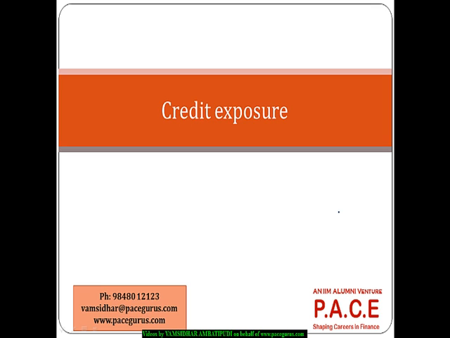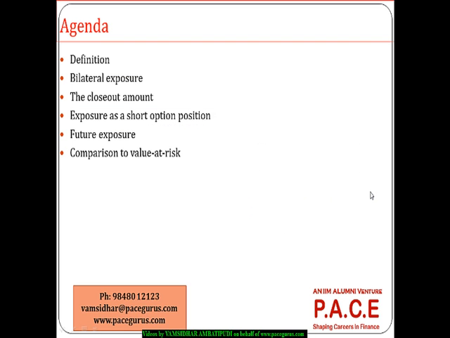Now let's try to spend some time understanding the credit exposure. Just as a basic definition, probably we might be very clear that in any bilateral transaction or in any OTC derivatives transaction, whatever loss one party faces in case the counterparty defaults, that particular loss we are calling the exposure. But yes, we'll try to understand the clear-cut definition of it, right?